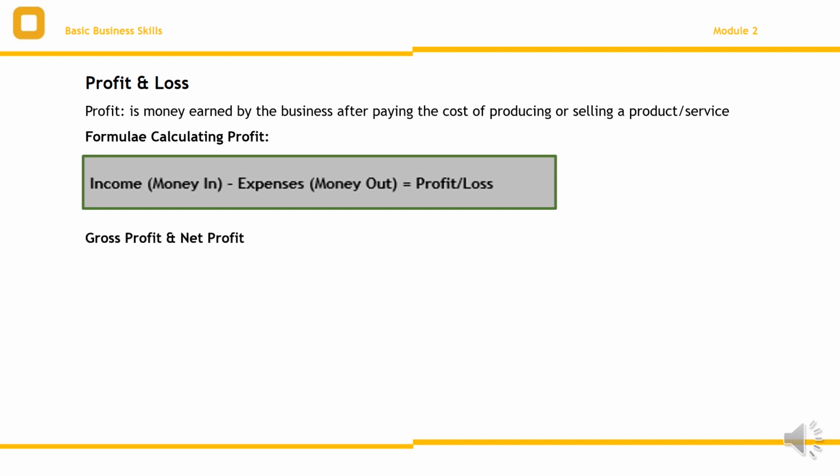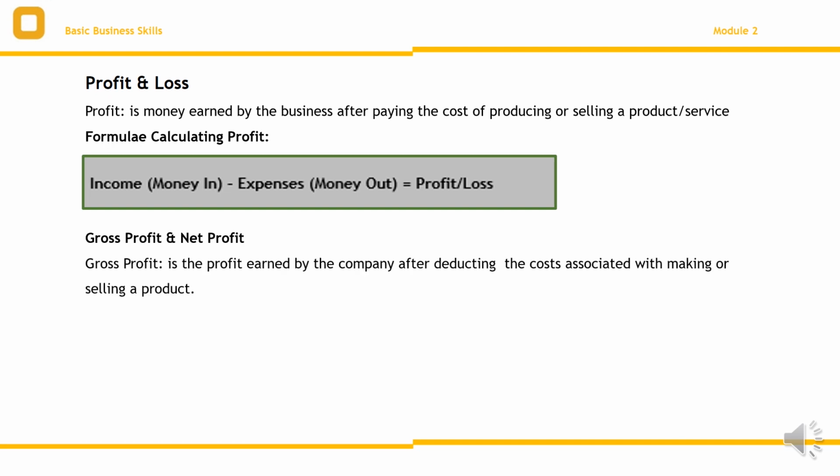So there are two types of profits that we need to be able to calculate as business owners or as entrepreneurs. We need to understand how to calculate gross profit, and we need to understand how to calculate net profit. So what is gross profit?